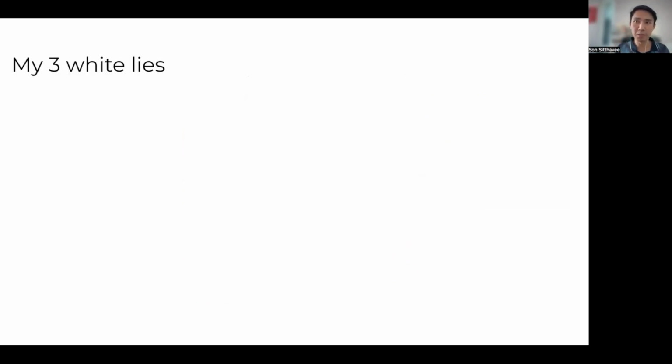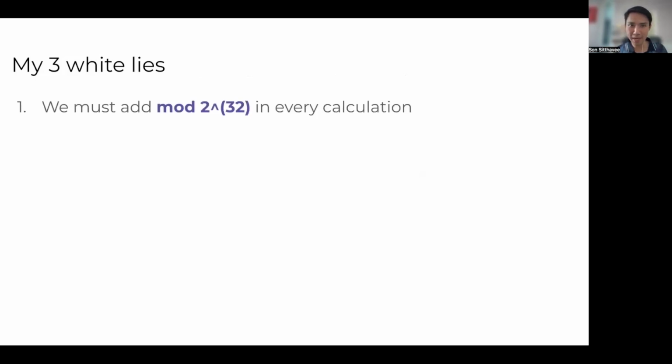Okay, I need to confess something to you. I made three white lies. The first one is that we must apply modulo 2 to the power of 32 in every calculation. I removed that, I ignored it for the sake of simplicity, but in reality, we need to do modular arithmetic in every calculation we did.